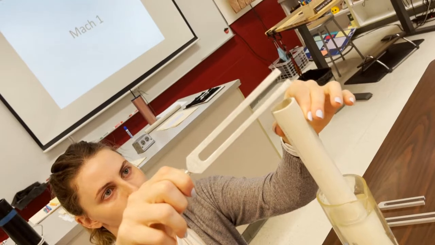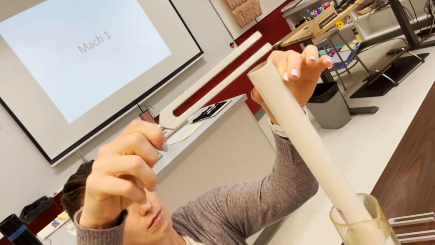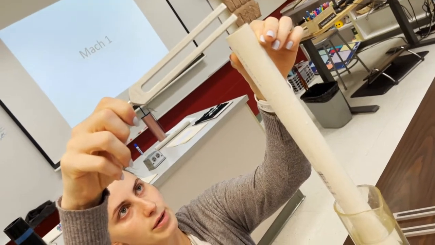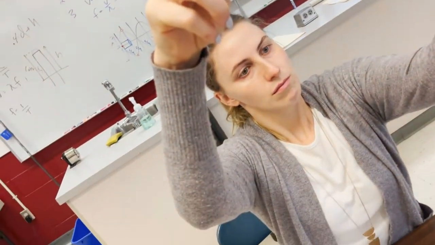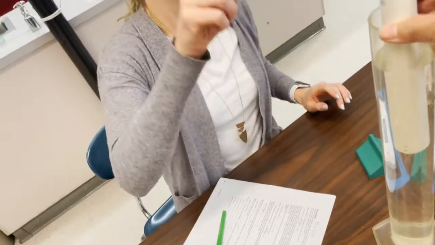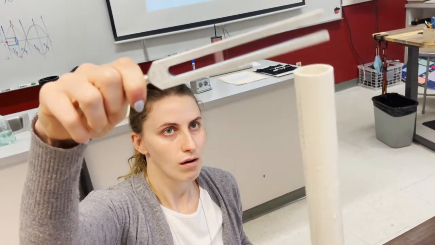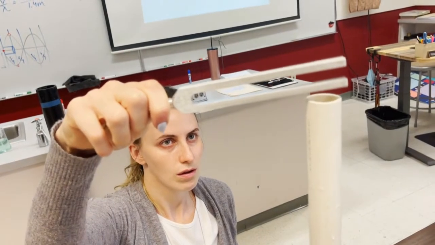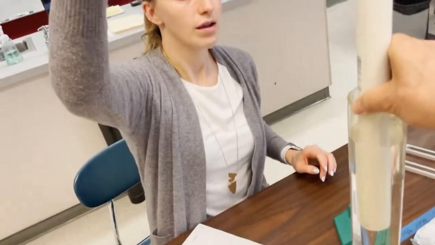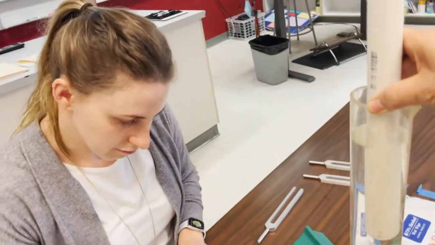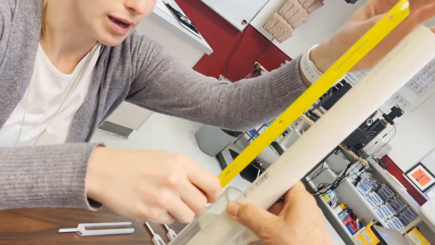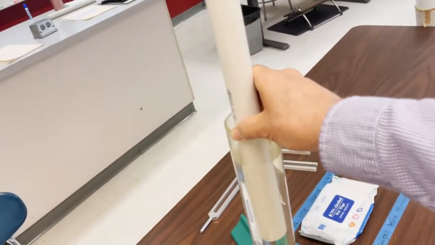That's not it. Keep going. Right there? Yeah. Here, go ahead and hit the tuning fork again. Okay. So now, what measure do we do? Measure the distance from the top of the resonance tube to the water level marked. You're going to need a meter stick. I'm not going to have enough room here. You good? I'm good. I got it.